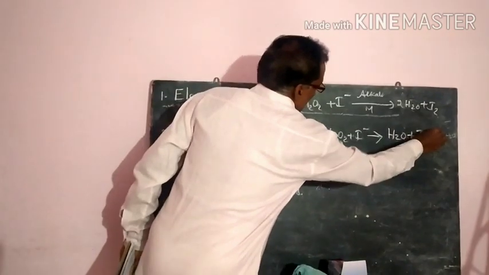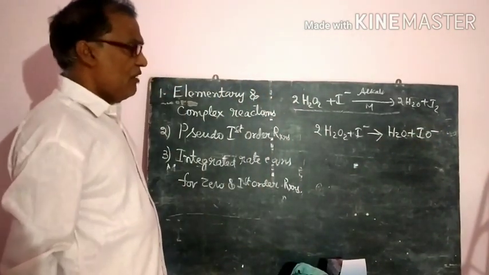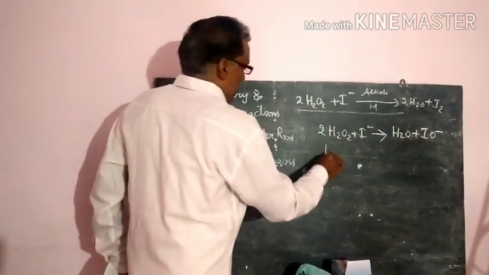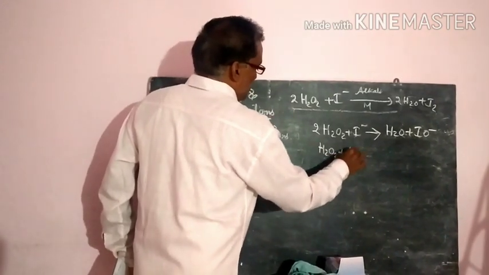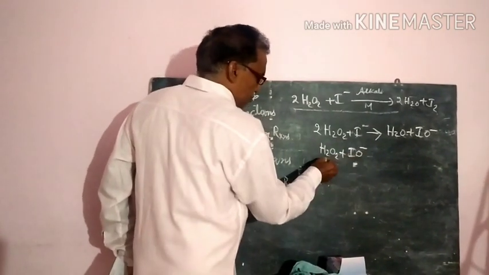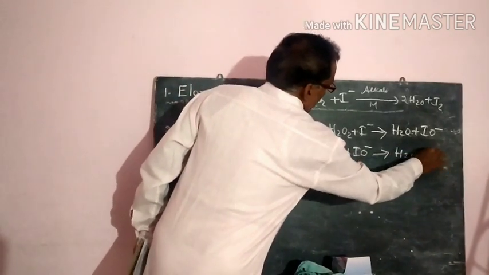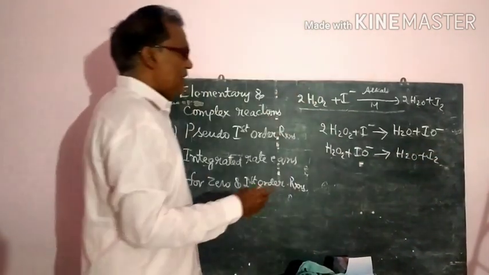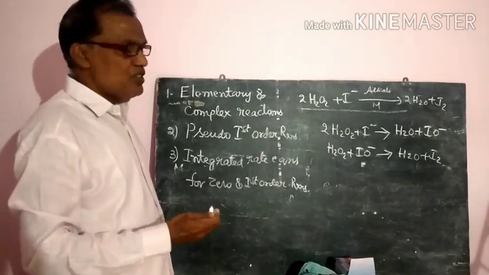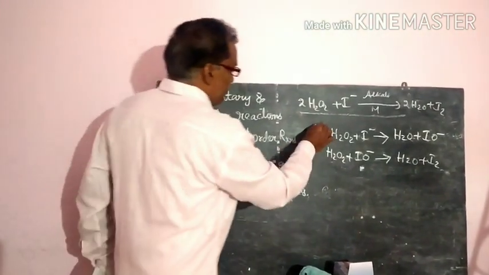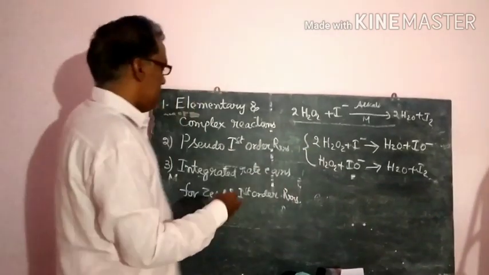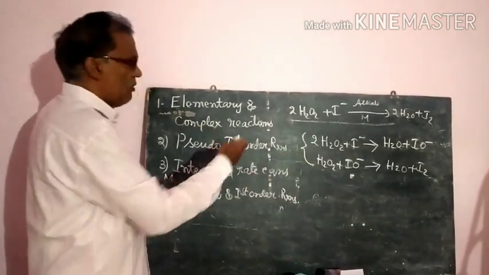It forms the oxide of iodine. Again, this further oxide of iodine reacts with more H2O2, then it will give H2O and I2. So that means it is taking place in two steps. Whenever reactions take place like this, we call them complex reactions.